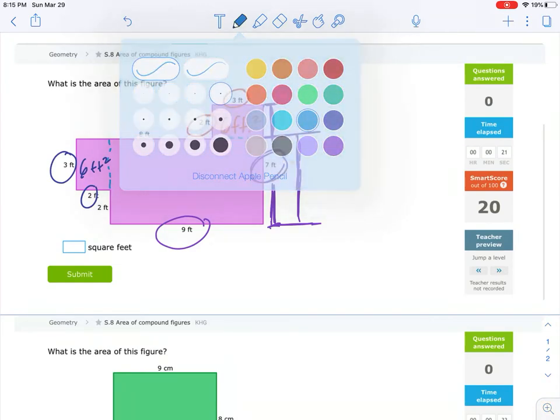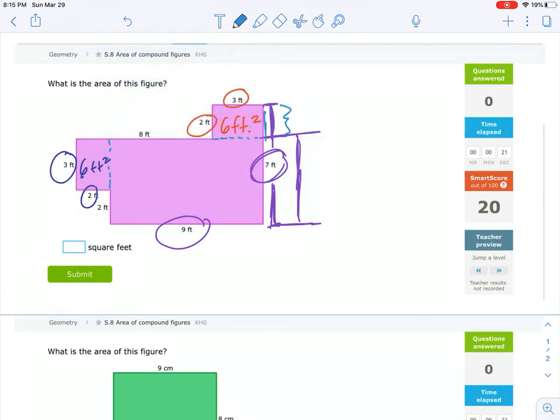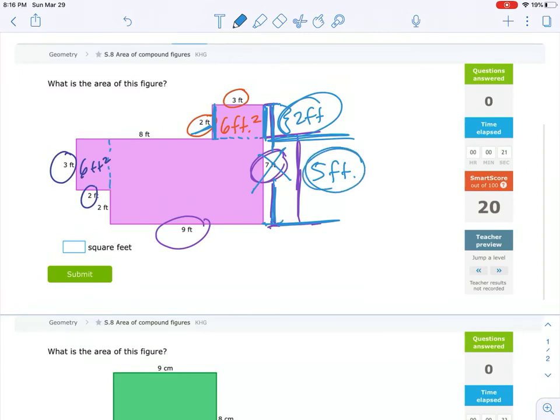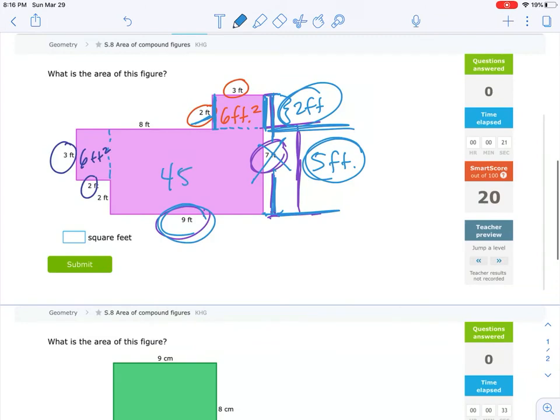But if we notice right here, this side is the same as this side. This side is 2 feet, so this is 2 feet. Therefore, if the whole thing is 7 and this part is 2 feet, what's left right here that we need? What's left is 5 feet. So we don't need the 7 feet. We need to multiply 5 feet times 9 feet. 5 times 9, 45 feet squared.